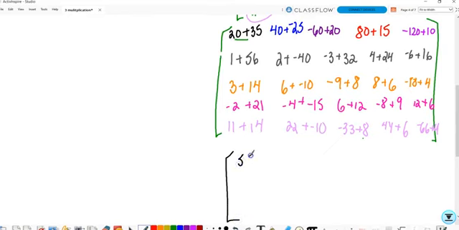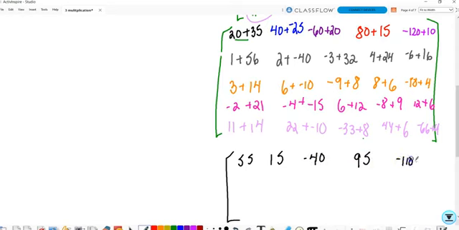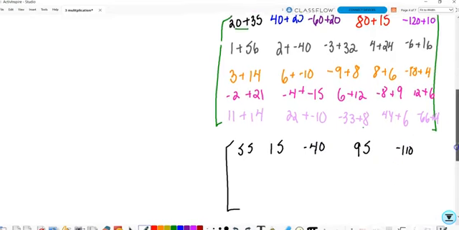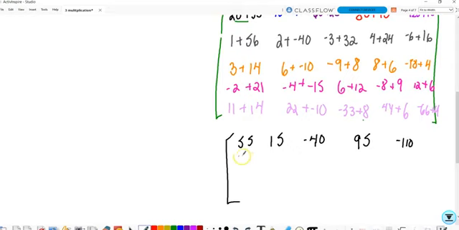20 plus 35. 40 plus -25. Oop, not negative. -60 plus 20. 80 plus 15. -120 plus 10. 1 plus 56. All right, so you keep adding. We got to get all our other entries.